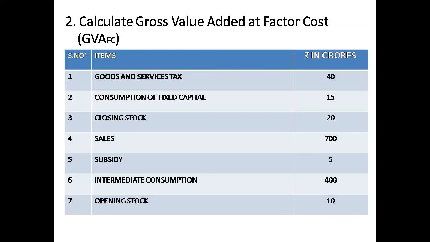Now let's take the second problem. Calculate gross value added at factor cost. Here we have to calculate GVA FC. Goods and services tax is given, that is 40. Consumption of fixed capital is given 15. Closing stock is given 20. Sales 200. Subsidies 5. Intermediate consumption 400. Opening stock 10. Let us now see how this problem is solved.